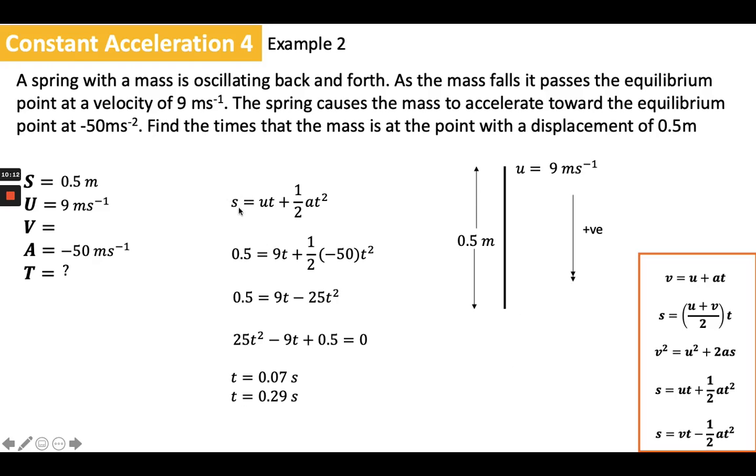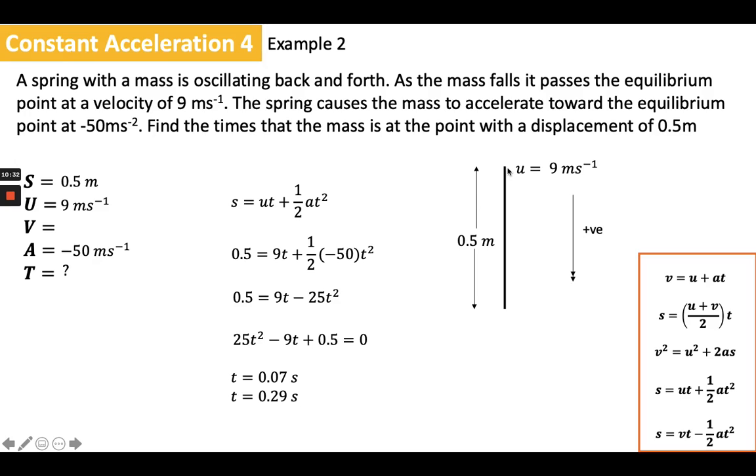The information I've put in is that it's at displacement 0.5. It doesn't know which way it's travelling. My equation has no idea which way it's travelling. It's just saying that at this time it's at this point. Now, that means that after 0.29 seconds it's back at this point, and that makes sense given the fact that I have a negative acceleration.